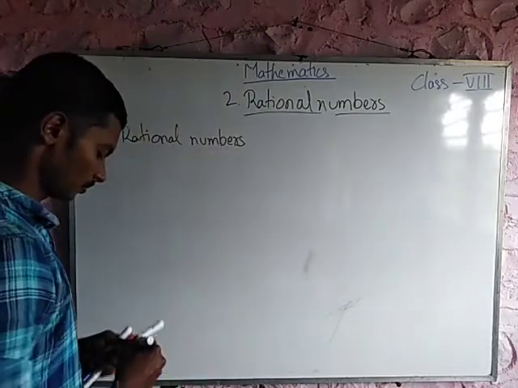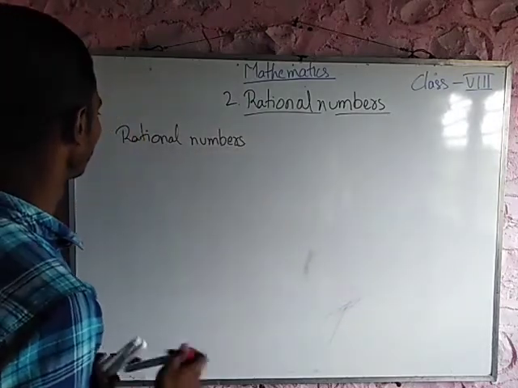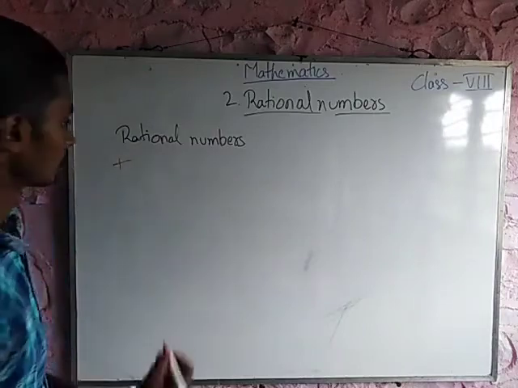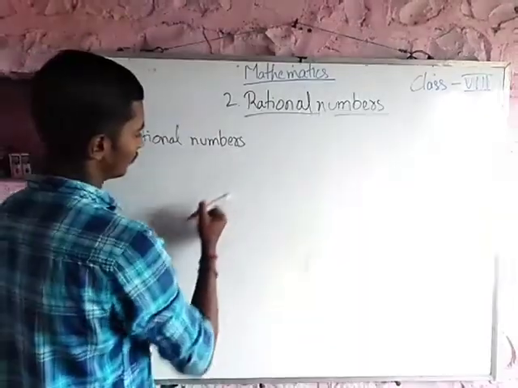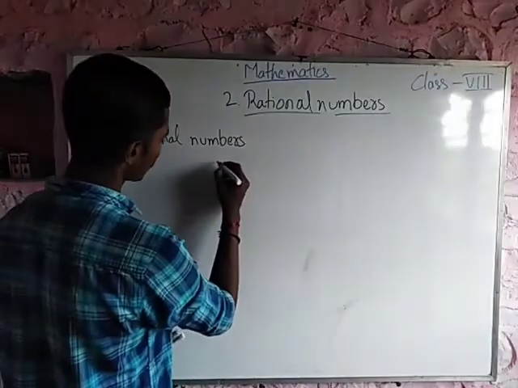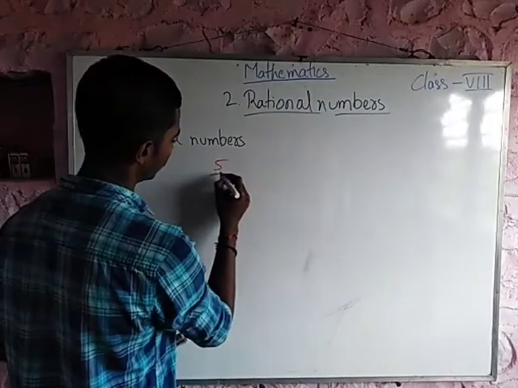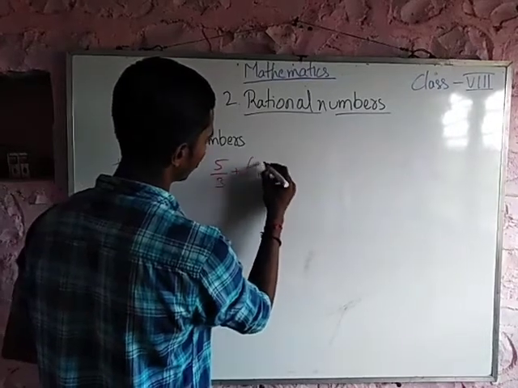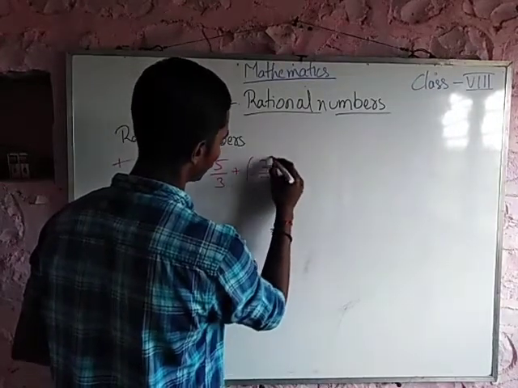Next is rational numbers. For addition, we will check for addition. Let the numbers be 5 by 3 plus -2 by 5.